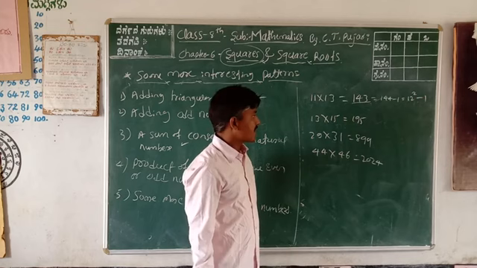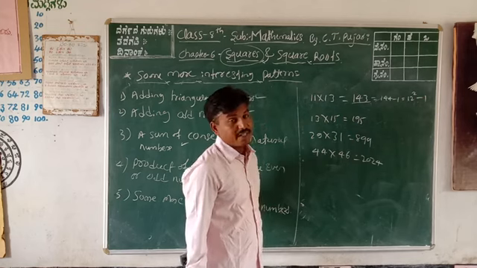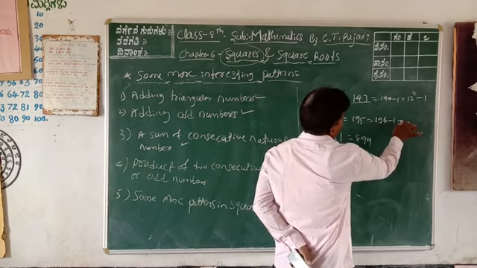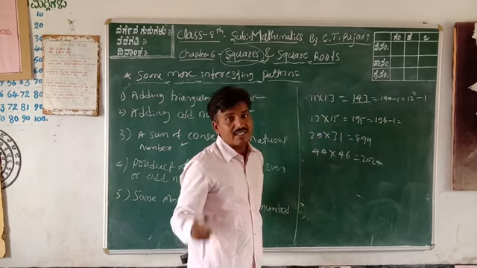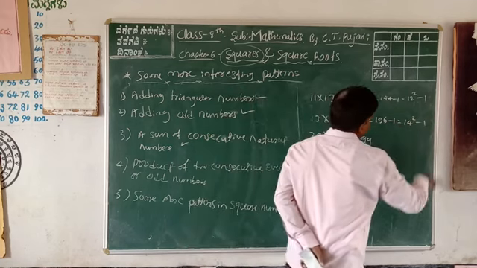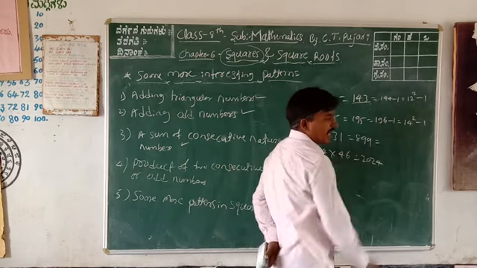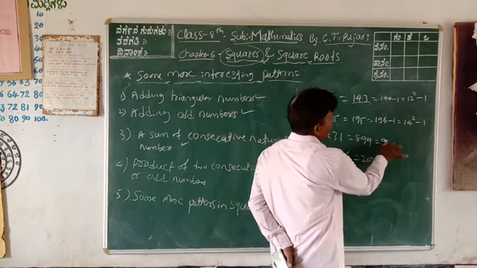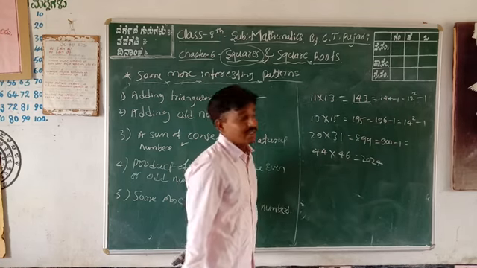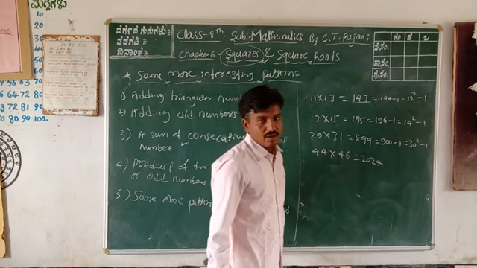This is also a pattern. Next one is 195. 196 is 14 square. Therefore 196 minus 1, that is 14 square minus 1. What about next? 899. We can rearrange it as 900 minus 1. 900 is 30 square, so 30 square minus 1.